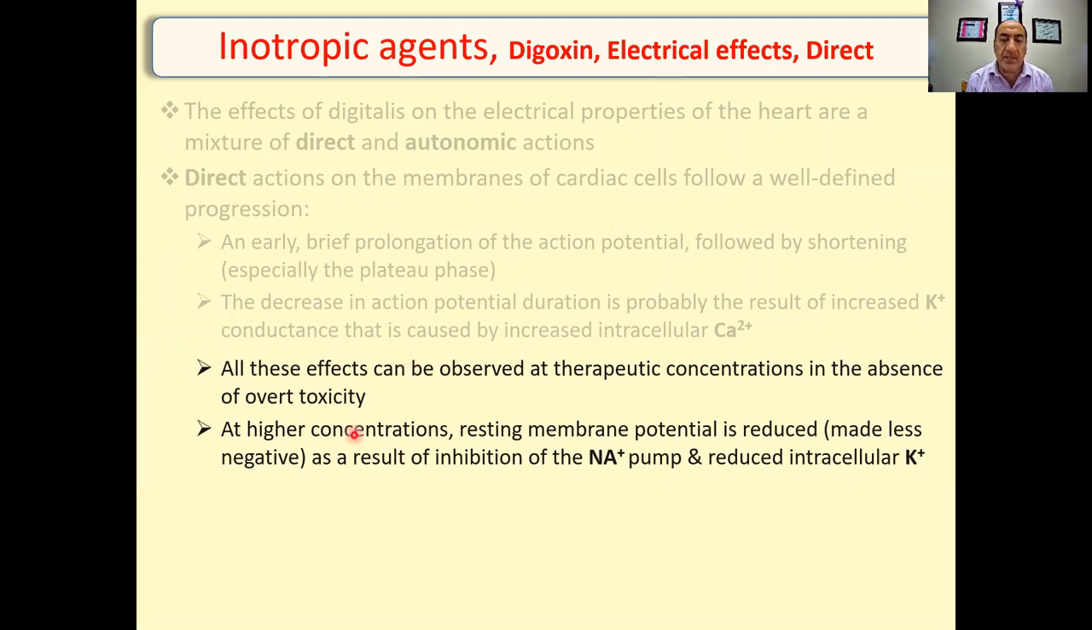At higher concentrations, even resting membrane potential will be reduced. Why? Because now potassium efflux is more, right? So less potassium inside the cell, so even the resting membrane potential will be decreased.